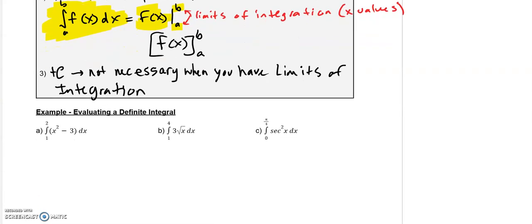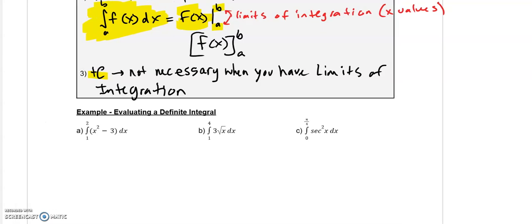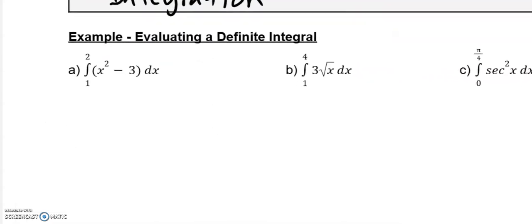And then lastly, the plus C is not necessary when you go through and do this. I'll show you on the first one that we do down here. You can add that plus C, but it's unnecessary, and I'll show you why. So go ahead, this right here is your lowercase f of x. Figure out what your capital F of x is, and then come back to the video.